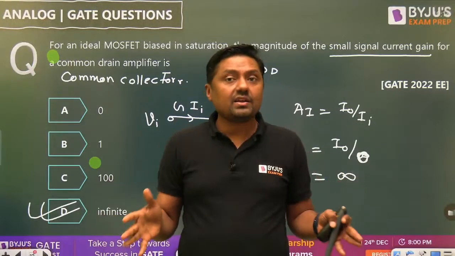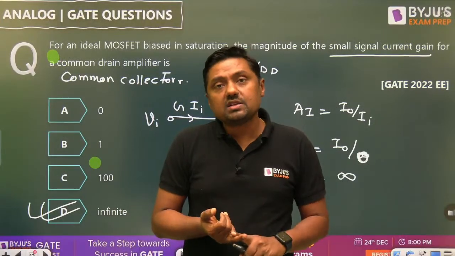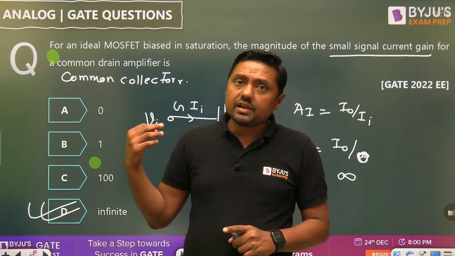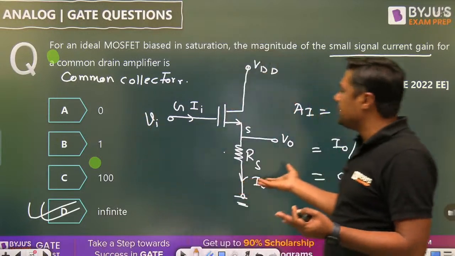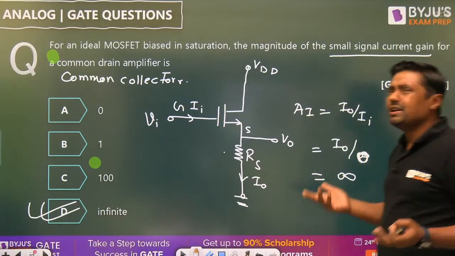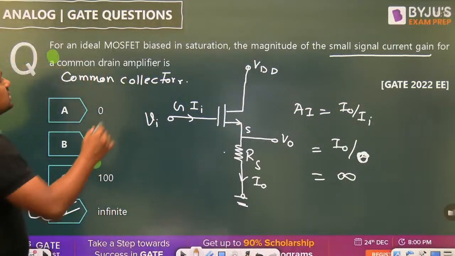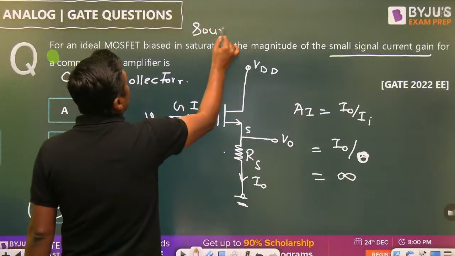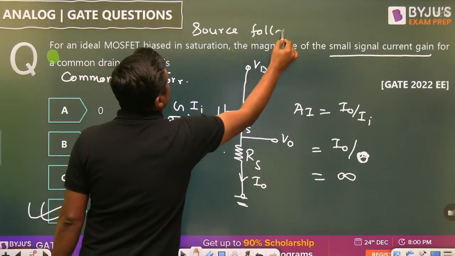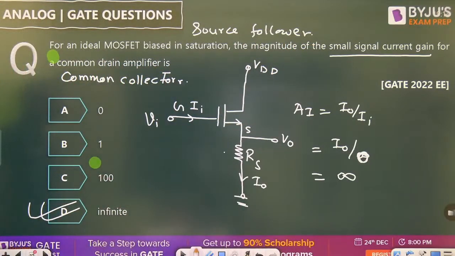Current gain is very high. In common collector, current gain is very high. In voltage follower, current gain is high. Or in this case again the current gain is what? Infinite. Ideal condition infinite. Okay, but what about the voltage gain? In all the cases it is 1. This acts as what? Buffer. It is a source follower. What is the another name? Source follower, because we are taking the output from the source.